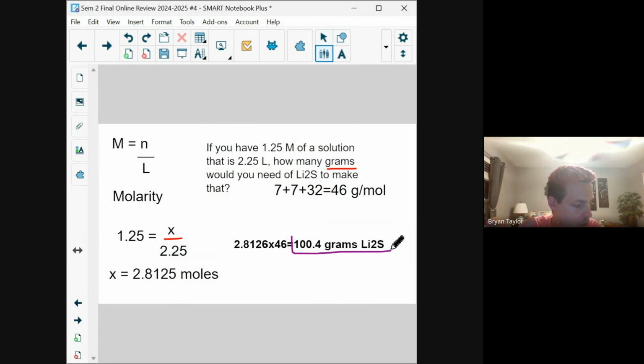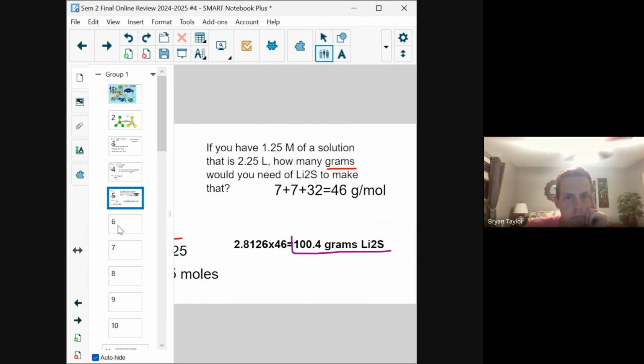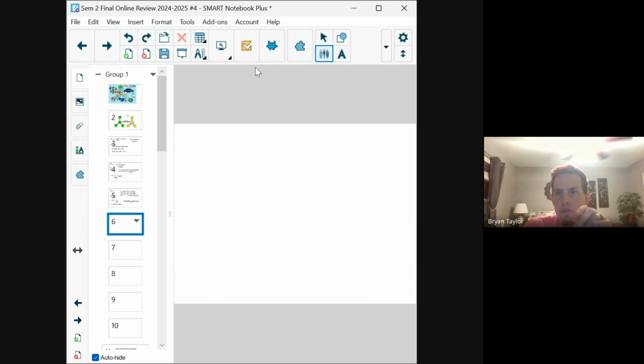And again, the other one, okay, it's weird. The other one with the dilutions, that one you're just solving for X as well. So we're gonna do one of those next. Any questions on this one though before we do a dilution? Okay, cool. So let's do another one. Let's do the other equation.